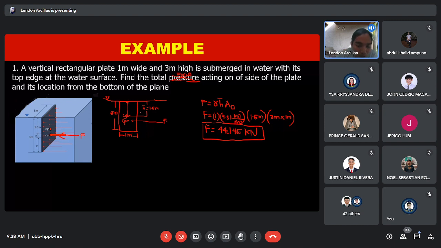Okay, how do we find that one? So, the formula is, since this is rectangle, naalala nyo pa yon. The eccentricity is equal to the inertia at the centroidal axis over the area times the y-bar. Y-bar for this type is equal to h-bar if the plane is straight, or no angle. If hindi naka-angle. So this one is, again, ano yung inertia ng rectangle?